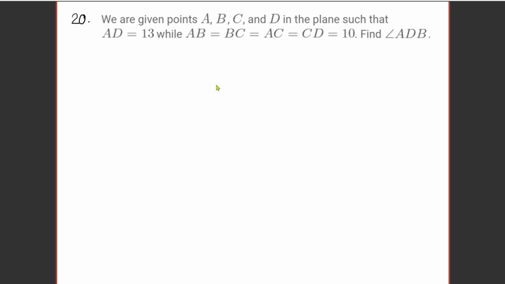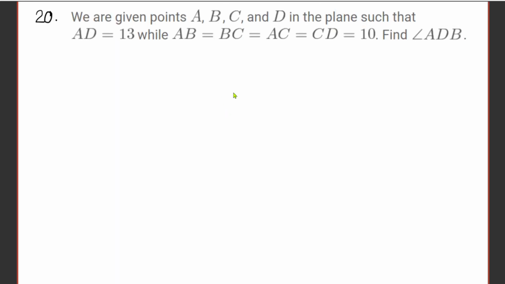We are given points A, B, C, and D in the plane such that AD is 13, while AB equals BC equals AC equals CD equals 10. Find angle ADB. First of all, it's better to draw a diagram to illustrate the situation here. Suppose we have a circle.